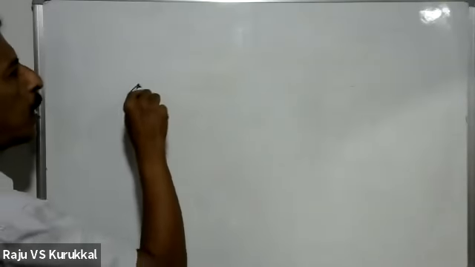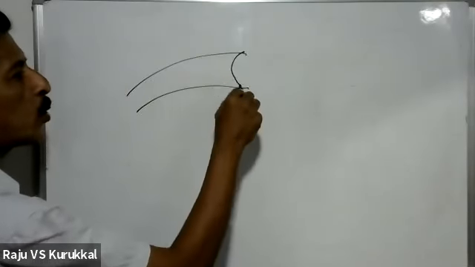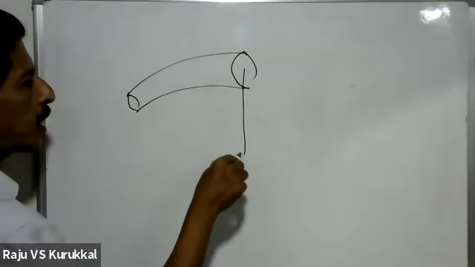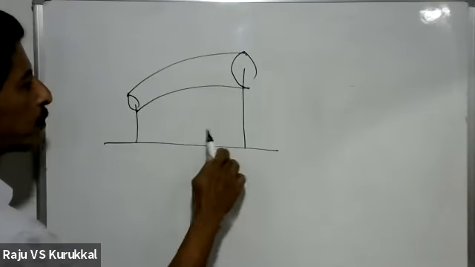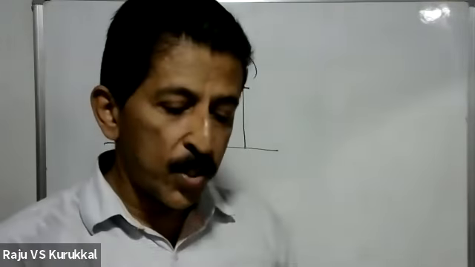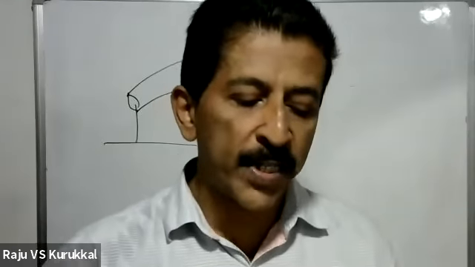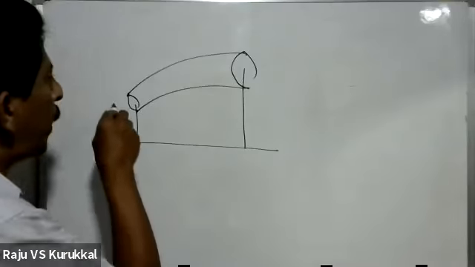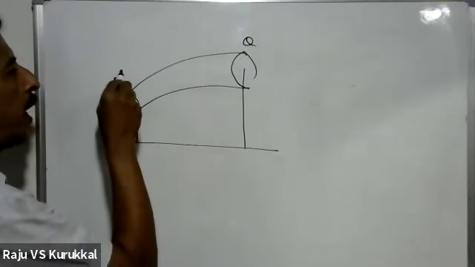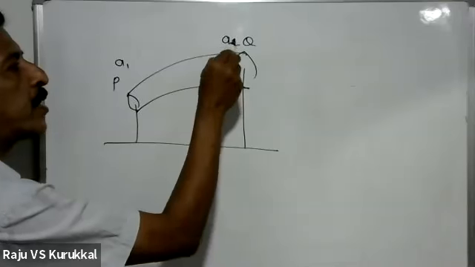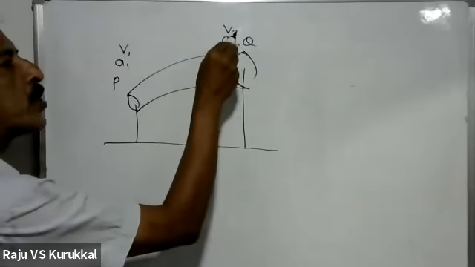Question number 12: Water flows in a streamline motion along a tube of variable cross section arranged as shown in figure. The figure is not given, so we can draw it ourselves. This is the figure, and the heights are given. As shown in figure, the area of cross section at ends P and Q: here the area of cross section is A1 and here it is A2, and the velocity is V1 here and V2 here.